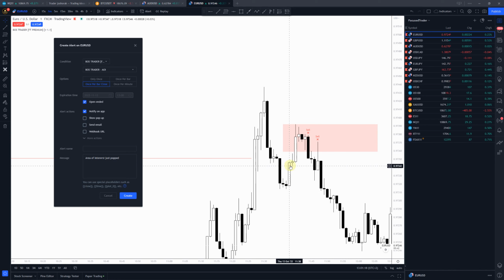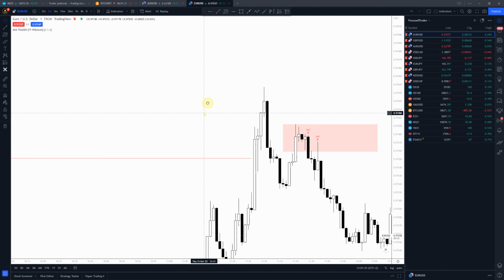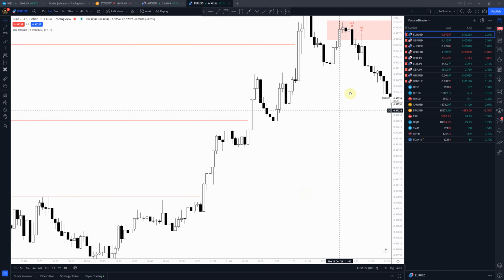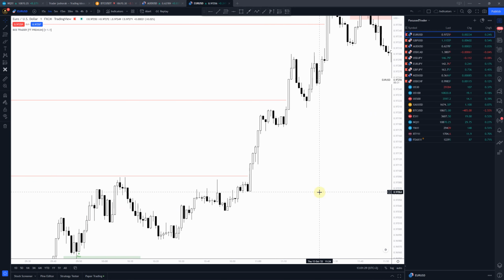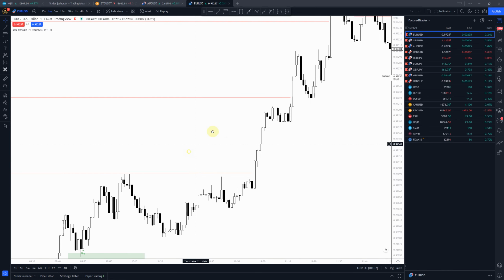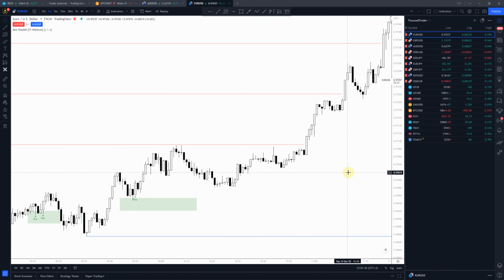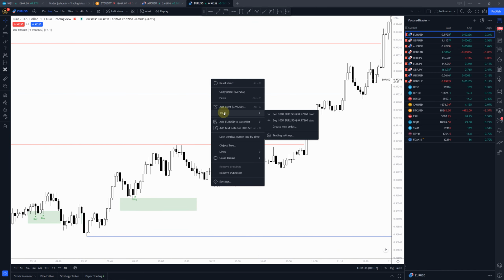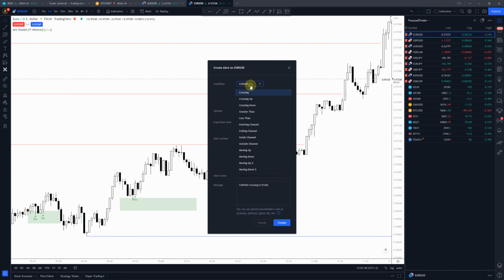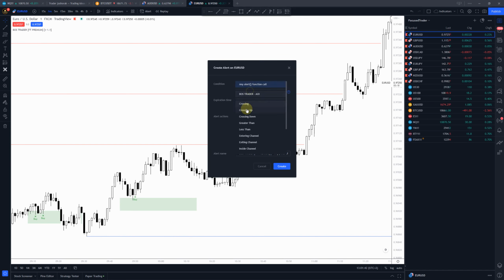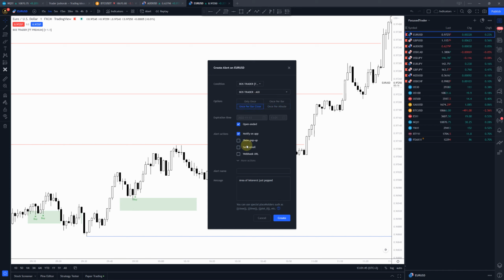So you will have 1, 2, 3 minutes before the candle reaches the area of interest, which is the most valuable thing on this indicator, that you are alerted in front. You don't have to sit in front of your computer. You will just receive an email with the alert, or let me show you again, I will select BOS Trader and AOI, once per bar close, and you can see that you can set it to notify on app, show a pop-up in your app, or send an email.